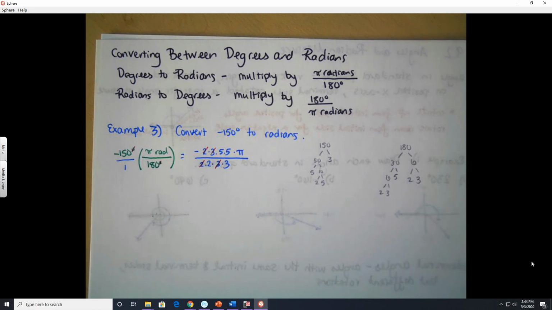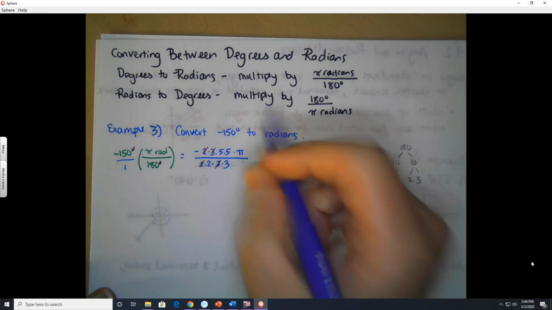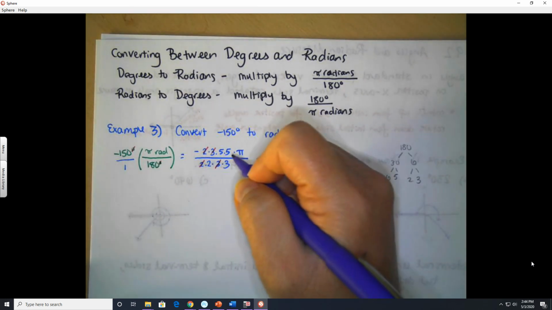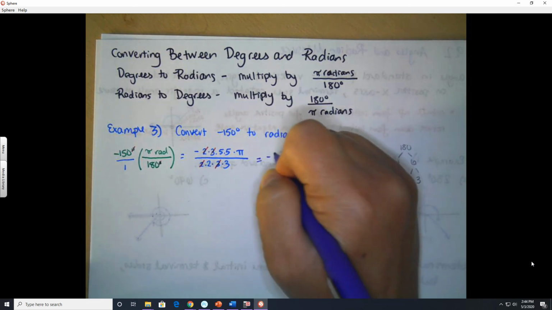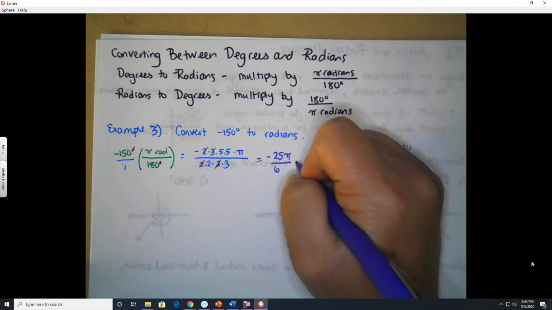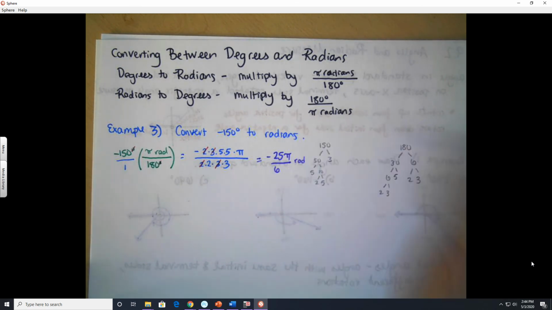All right. So now, if I just multiply out what's left, on top I have negative 5 times 5 is 25 times pi, so I have negative 25 pi. Over on the bottom, 2 times 3 is 6, so negative 25 pi over 6 radians would be my answer.